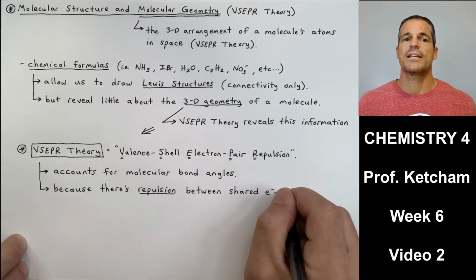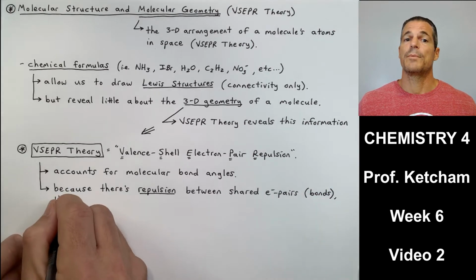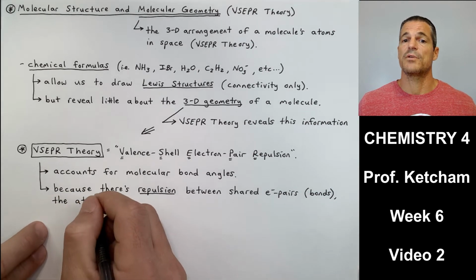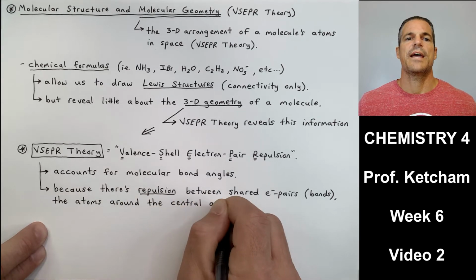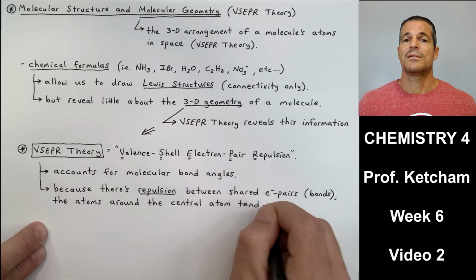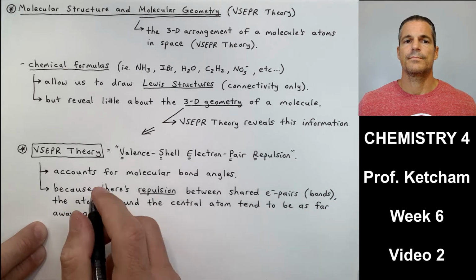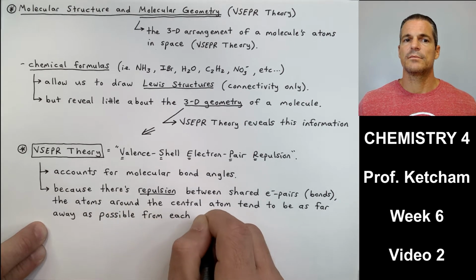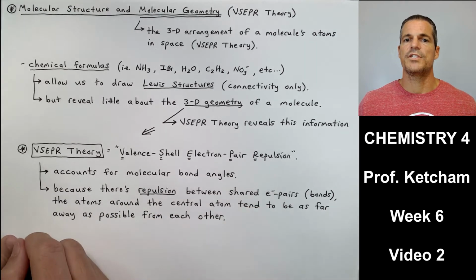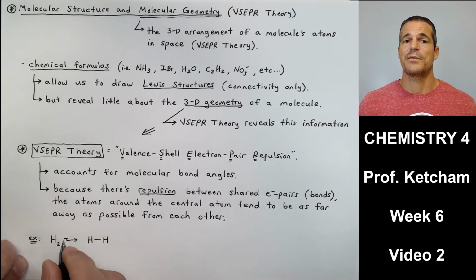So VSEPR theory accounts for molecular bond angles. Because there's repulsion between shared electron pairs, or bonds, dashes, if you will, the atoms around the central atom tend to be as far away from each other as possible. All right, so VSEPR theory accounts for molecular bond angles, and because there's repulsion between shared electron pairs, the atoms around the central atom tend to be as far away from each other as possible.